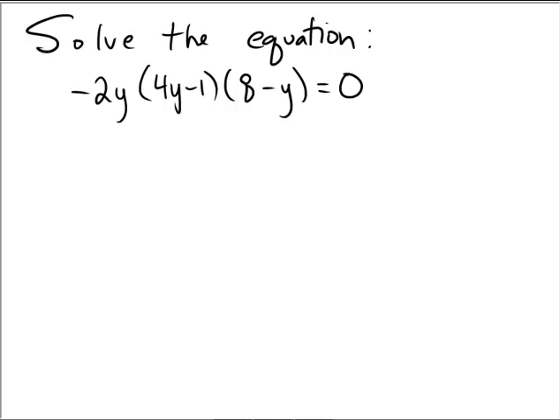Hello. This time we would like to solve the equation negative 2y multiplied by 4y minus 1 multiplied by 8 minus y is equal to 0. Now, a nice thing about having an equation that is equal to 0 is that there aren't a whole lot of ways to multiply together to become 0.